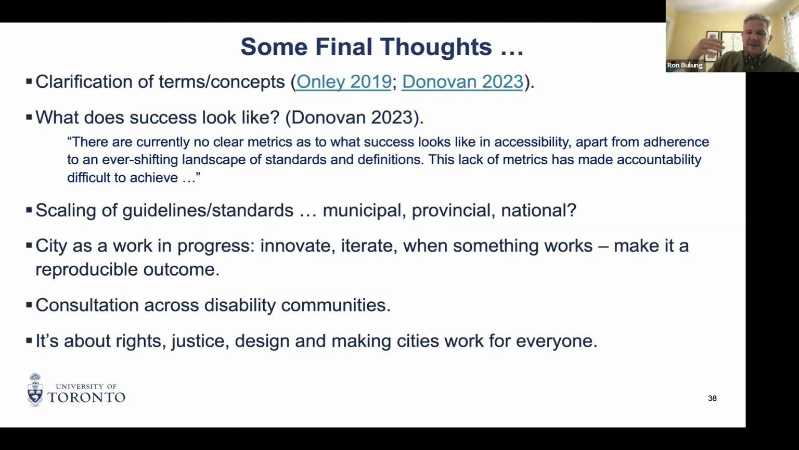And the last thing I'll say is, disability design in city space is quite fascinating because there's a lot of legislation around this, right? And when there isn't, there's also the Charter or the Ontario Human Rights Code and so on and so forth, which tends to supersede all of these other pieces of legislation at other levels of government. So really this conversation is about rights, justice, design, and making our cities work better for everyone. So I'll leave it there, and I'm happy to take questions.